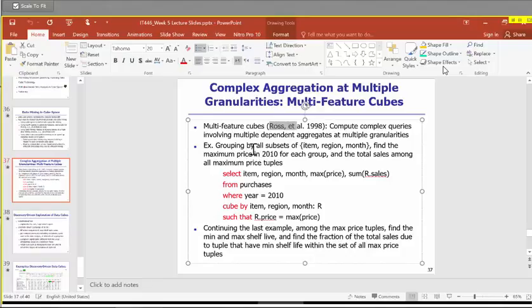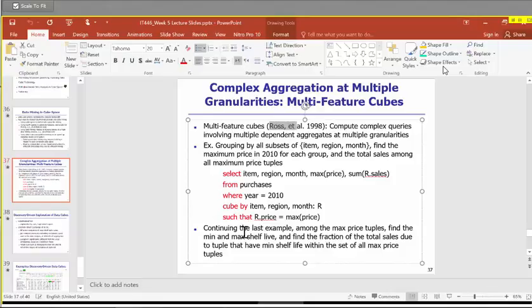So we can take an example, for example, when we group by all subsets of item, region, month, and find the maximum price in 2010 for each group and the total sales among all maximum price tuples. For example, when we select item, region, month, maximum price, and sum of regional sales from the purchases table, where year is 2010, we can cube by item, region, and month such that the regional price is equal to the maximum price. So the retail price is the maximum price.